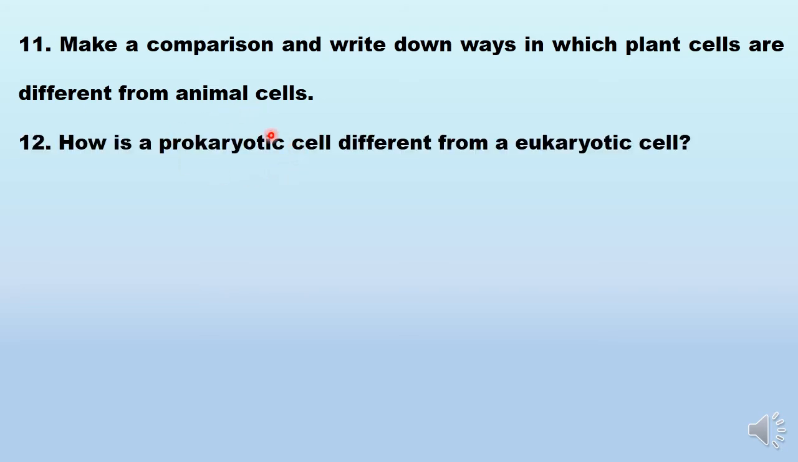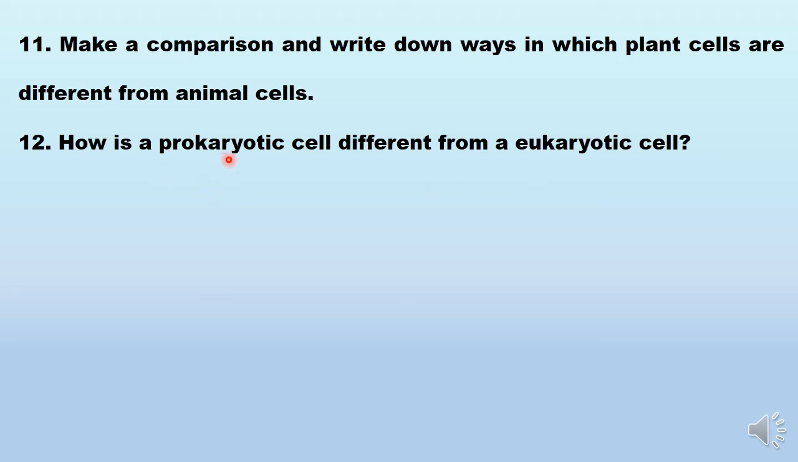Now, how is a prokaryotic cell different from a eukaryotic cell? We have just before this slide attempted one such question, so we will try to recall all that information. Prokaryotic cells are smaller as compared to eukaryotic cells. They do not have a well-defined nuclear region, and the genetic material is present in the nucleoid region. Eukaryotic cells have a well-defined double membrane bound nucleus inside of which the genetic material is safely stored.